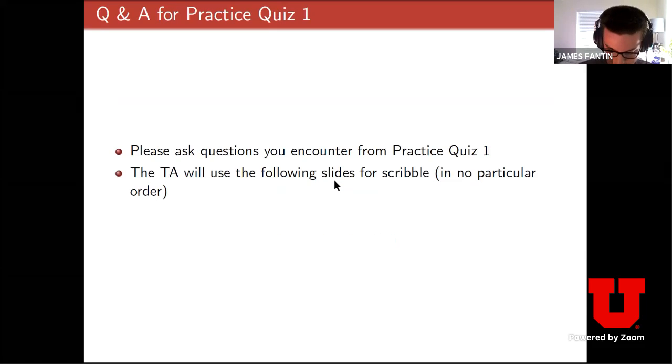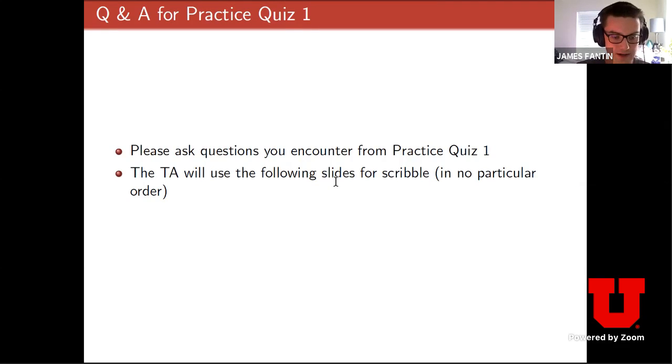First, we're going to go over questions on practice quiz 1. Are there any questions that anybody had when they were doing practice quiz 1? Then we can go over those. If you just want to type in chat, we'll go over the ones that most people had questions about, and we can work through those problems.